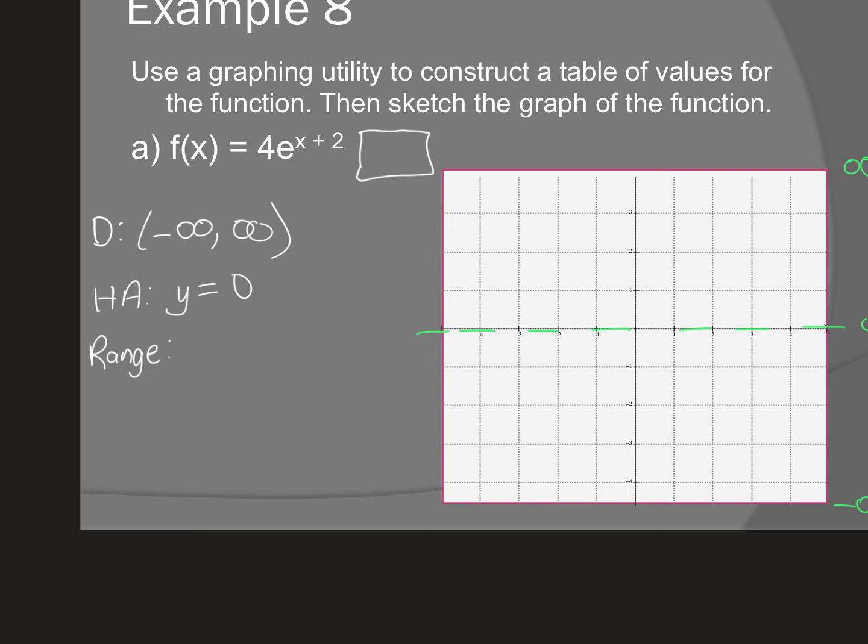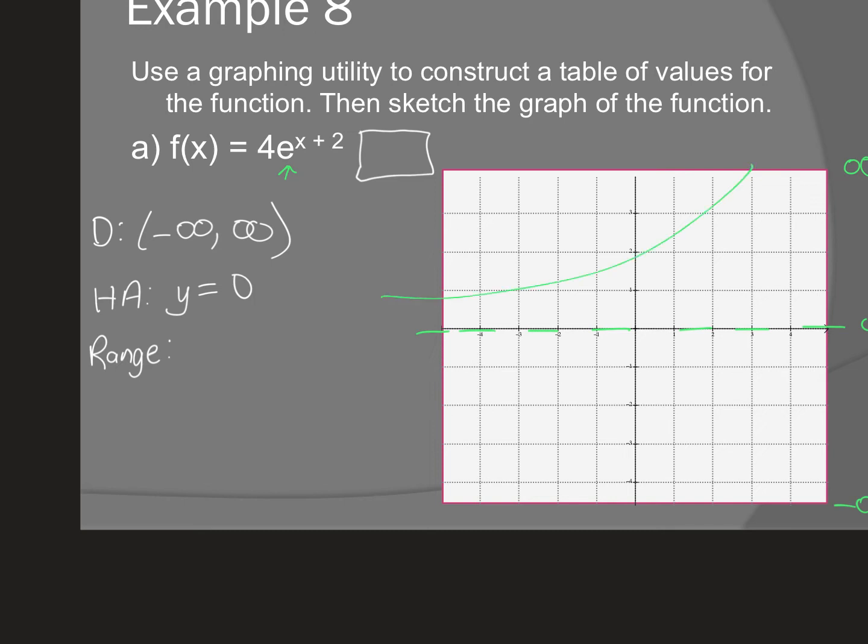Is this a growth or a decay? Think about the base. What's the base? E. What's the value of e? 2 point something, right? So is that bigger than 1 or less than 1? Bigger. Okay, so it's a growth. Is there anything reflecting this function over the x-axis that would make it flip over? No. If you had a negative out in front here, then it would flip over the x-axis. But this is a positive exponential function.